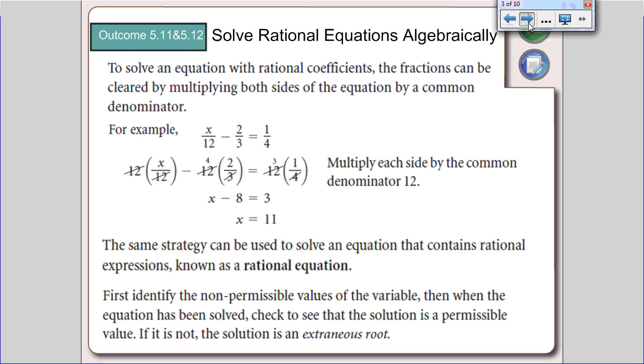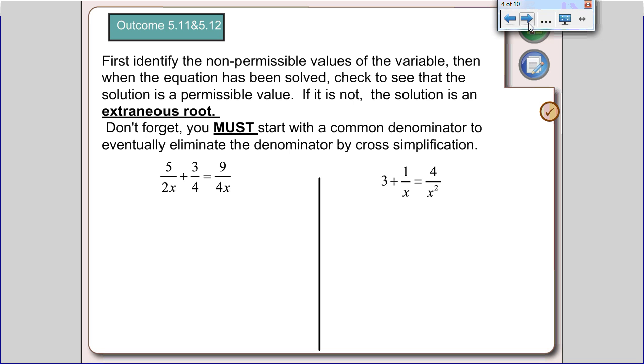Number 4. Now we're going to start using variables on the bottom. So things are just going to get a little bit more difficult. But nothing has changed. You have fractions. What do you have to do if you have fractions? You need a common denominator. You need to make them the same. So, what's our common denominator going to be?